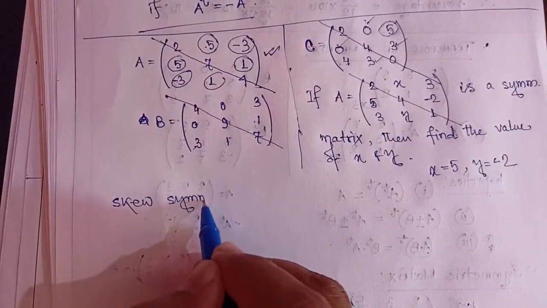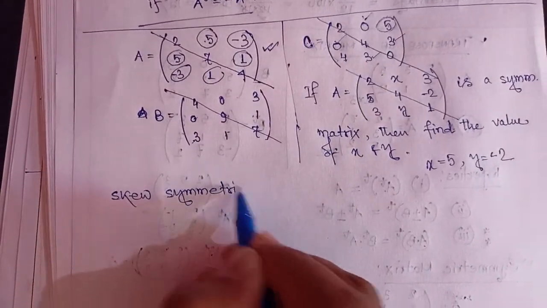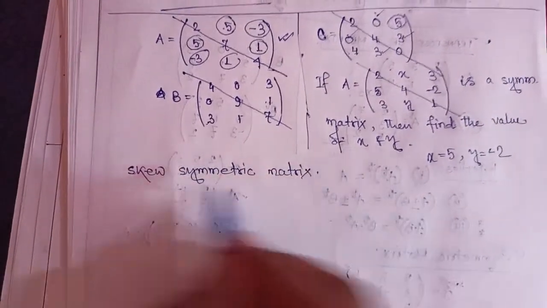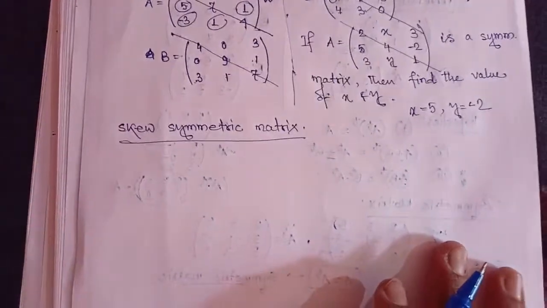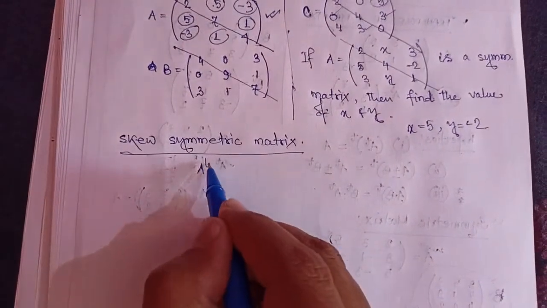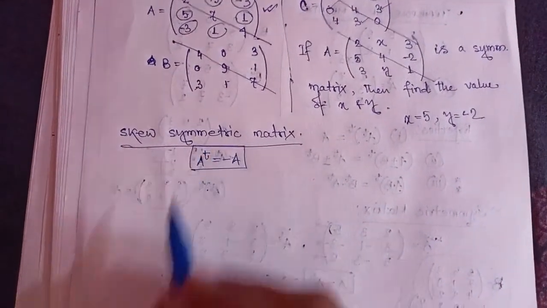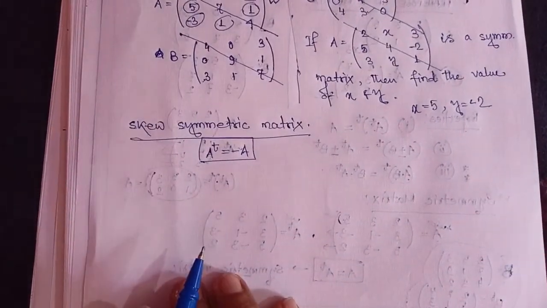Skew-symmetric matrix. Okay, so what was the definition? A transpose equals minus A. This was the definition. If you go through the definition, then this is it. But I am going to share the short trick, right?